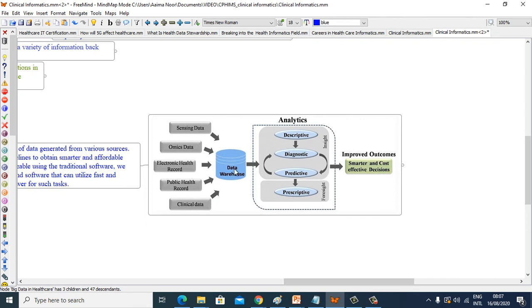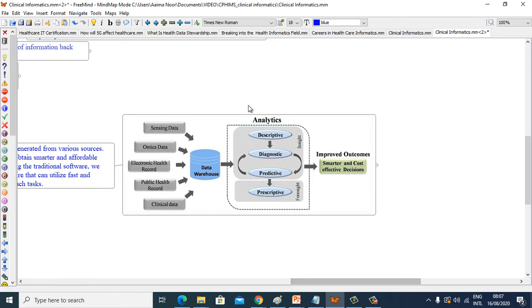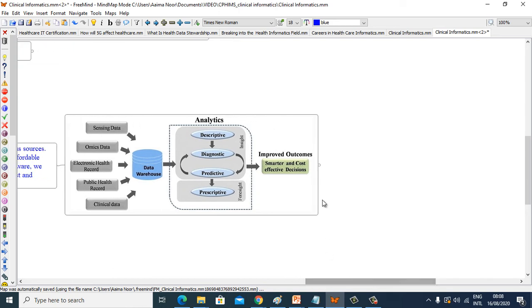This diagram shows data warehousing. In a data warehouse, we collect data from various sources, then it's moved to a staging state where the data is cleaned. On this data we can do analytics like descriptive, diagnostic, predictive and prescriptive. And what will be the outcome? Improved outcomes, and smarter and cost-effective decisions.